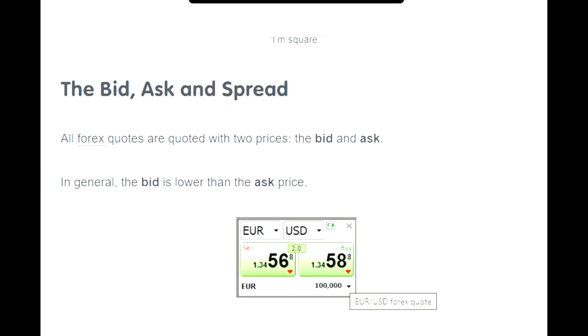Now, let's go to the bid, ask, and spread. Now, the bid price is the price at which the broker is willing to buy the currency from you. The ask price is the price at which the broker is willing to sell the currency to you. Okay, and then the spread is simply the difference between the bid and the ask price that gives you the profit. Okay, now before we move forward, let me simply tell you what a broker is.